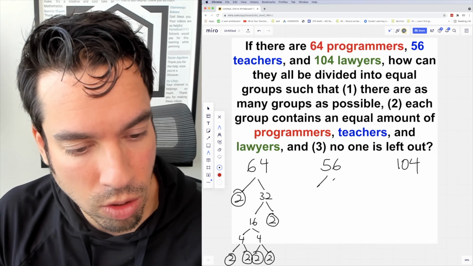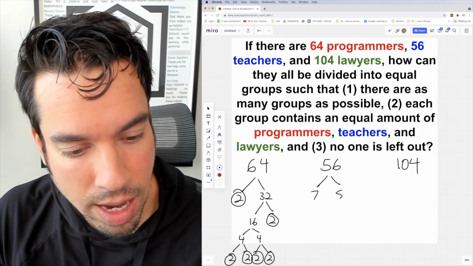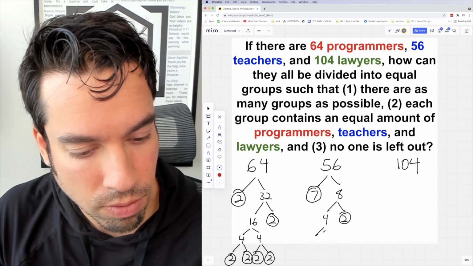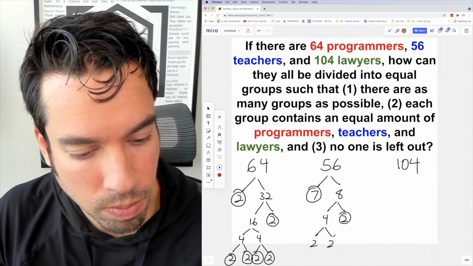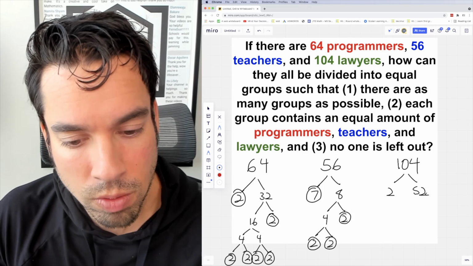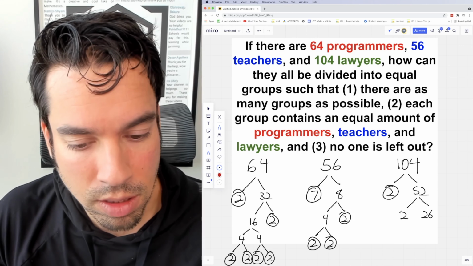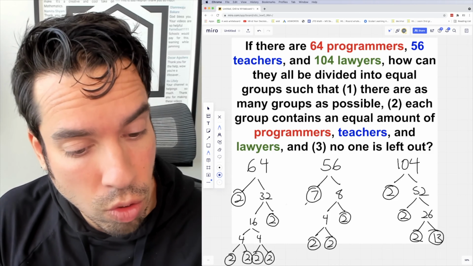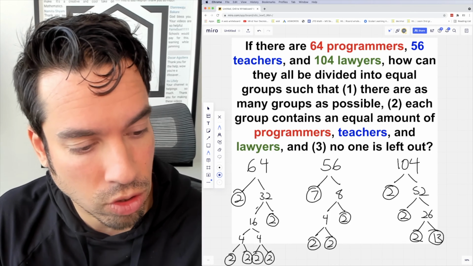For 56, we go 7 and 8. Again, 7 is prime. 8, we go 2 and 4, and 4 we go 2, 2. Last but not least, we go 104 with 2 and 52, then 2 and 26, and 2 and 13, which are both prime.